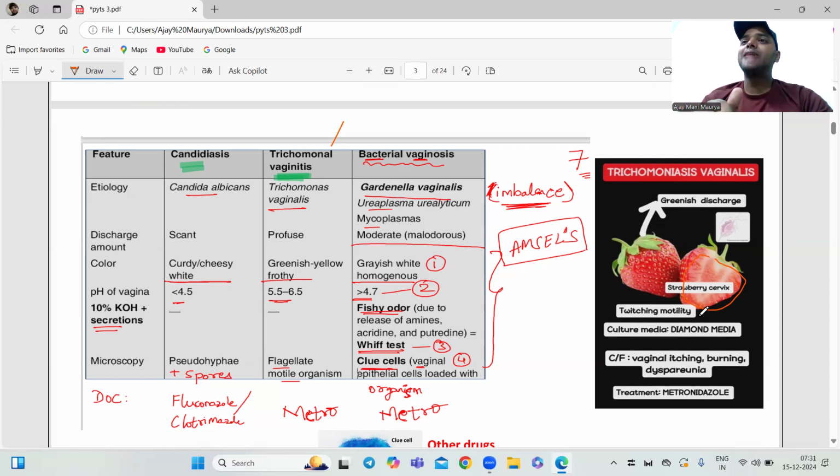And the culture media is Diamond media, because diamond only rich people can buy. That's why strawberry, rich, Diamond media, culture media also Diamond media. Now what is the treatment? Suppose for example, I went to buy strawberry via metro. How does the metro move?